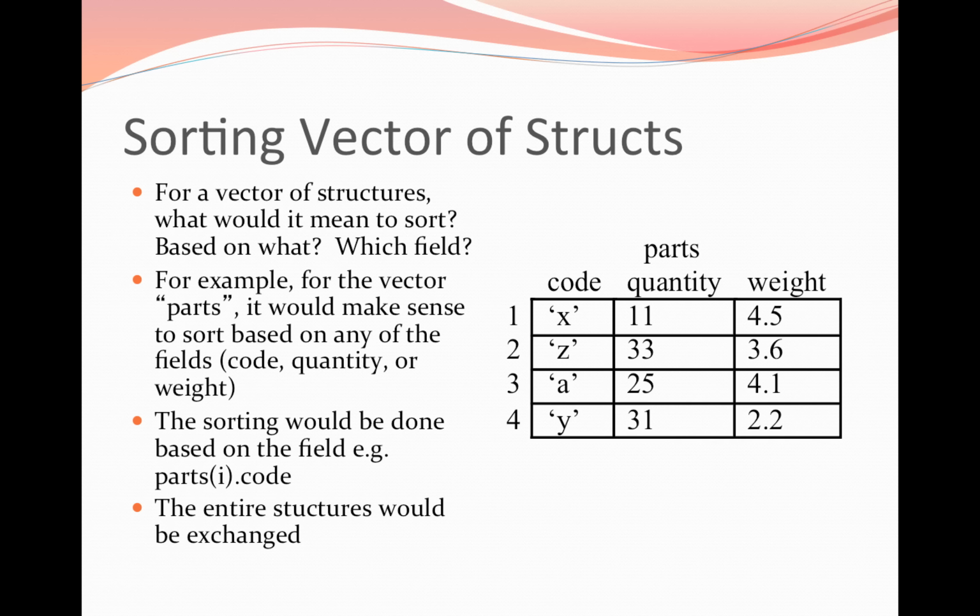So code X has a quantity of 11 and a weight of 4.5. So we wouldn't want to just exchange the codes. We would want to exchange the entire structure. So again, if you're sorting a vector of structures, the comparison would be done based on the particular field, for example, parts of I.code, but then when it comes to the part in the algorithm where we're exchanging, you're exchanging the entire structure. So you're exchanging entire elements within the vector.